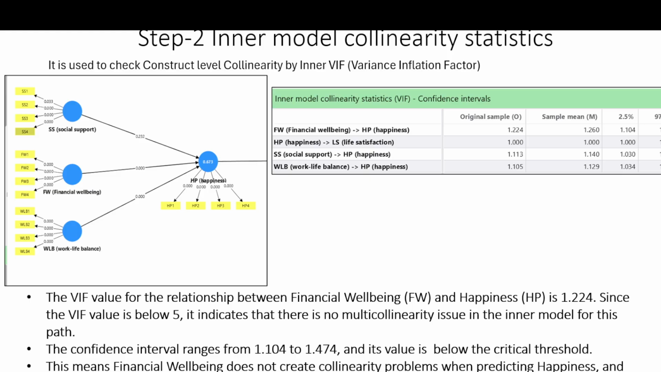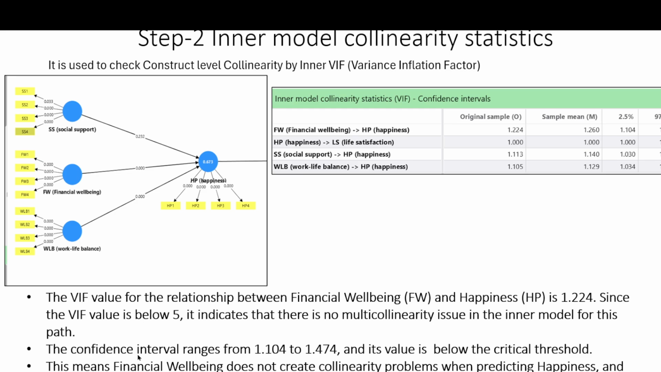So now we understand what it means. In this inner model collinearity statistics, there is one table in which certain statistics such as original sample are there. This original sample represents the VIF value for each pair of constructs as assigned in our model. So for example, the first pair is financial well-being and happiness. The VIF value for the relationship between financial well-being and happiness is 1.224. Since the VIF value is below 5, it indicates that there is no multicollinearity issue in the inner model for this path. As per the threshold value, the VIF should be less than 5 for all the pairs.